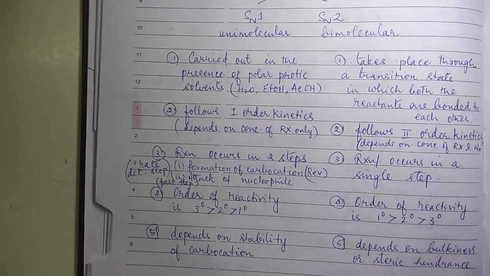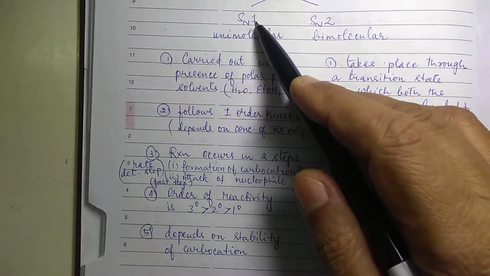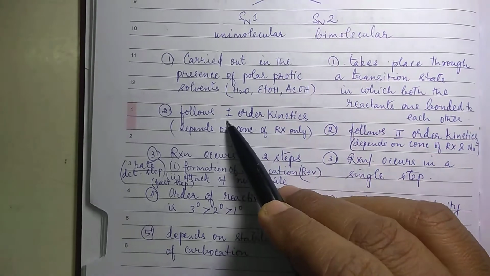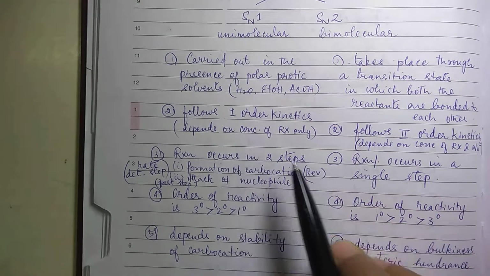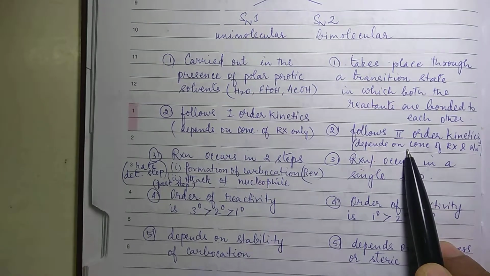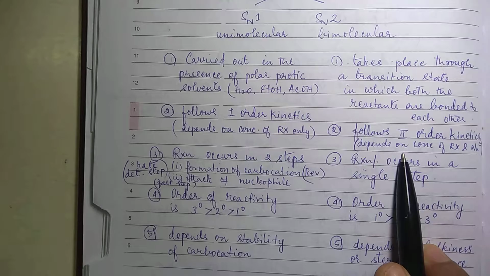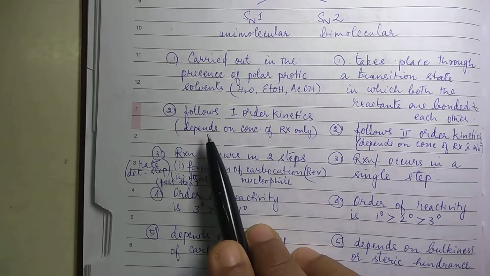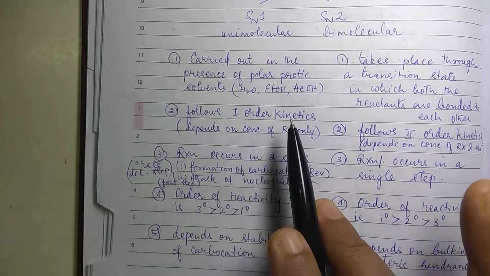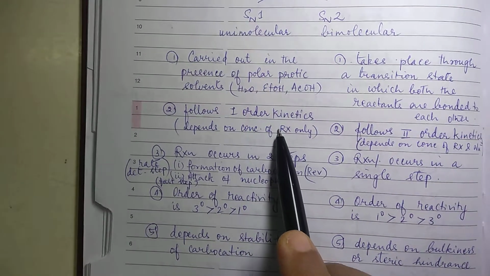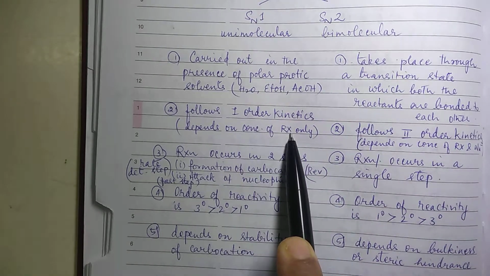Now, SN1 reaction follows first order kinetics. This one represents unimolecular, so it follows first order kinetics. That means the reactant molecule is only one. SN2 follows second order kinetics, and that is why it is SN2. Now here it depends on the concentration of RX alone, because it is the property of RX only we are seeing, is it not? So which is the reactant? Reactant is our alkyl halide. So it depends on the concentration of RX alone.